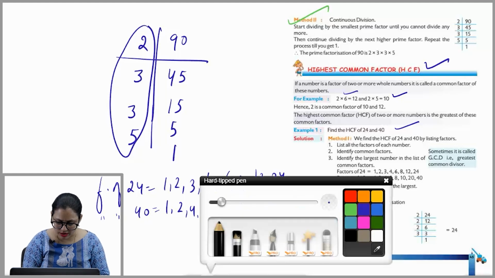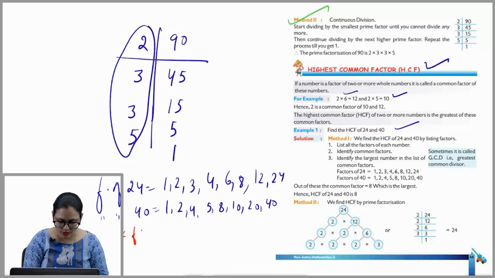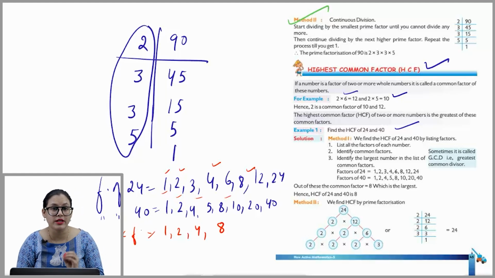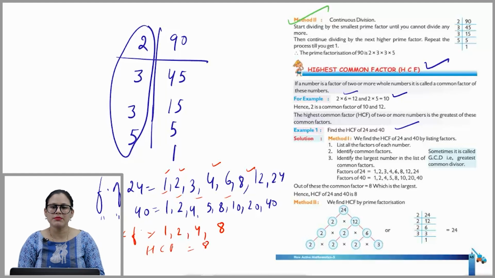Okay. Now find out common factors out of these factors. So, what are the common factors? 1, 2, 4 and 8. So, there are 4 common factors. Now, you have to find out the HCF, that is the highest common factor. And out of these common factors, which is the highest or which is the largest? It is 8. So, HCF is 8. Okay. And sometimes it is called GCD. HCF is also called GCD, that is greatest common divisor.